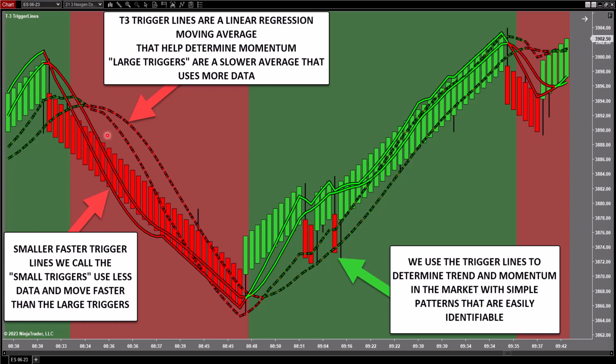And what we're doing, again, I just want to put terminology on this. The smaller, faster averages, we call them the small triggers. The slower, larger moving averages that use more data, we call our large triggers. So I just want to build some terminology for you as you're looking at our charts. And again, we use the trigger lines to determine the trend and momentum in the market.